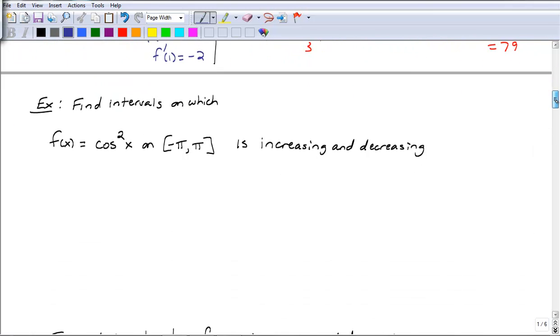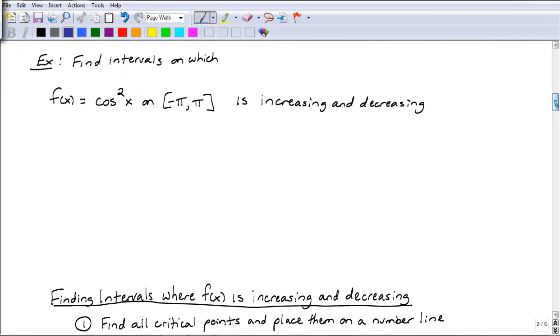So here's another one. This one is actually giving us a bounded interval, so we don't go on forever. I have cosine squared of x on -pi to pi. Figure out where it's increasing or decreasing. So we have to look at the derivative to find out about increasing or decreasing. And remember, cosine squared of x is really just cosine of x, squared.